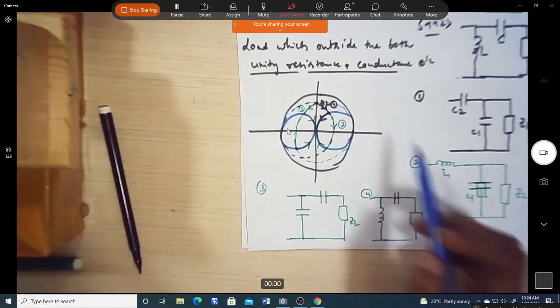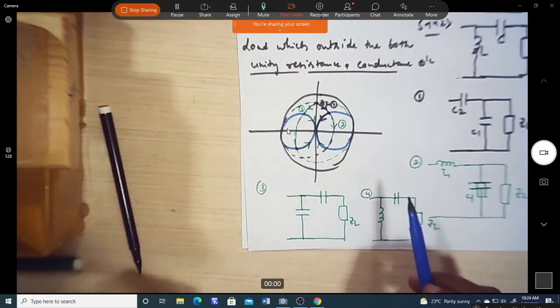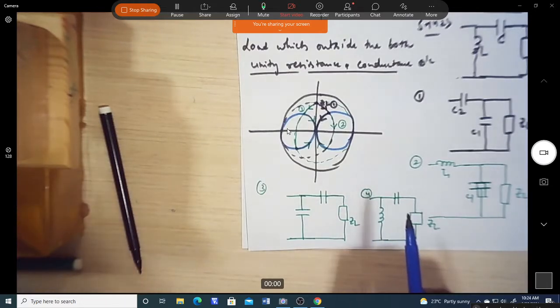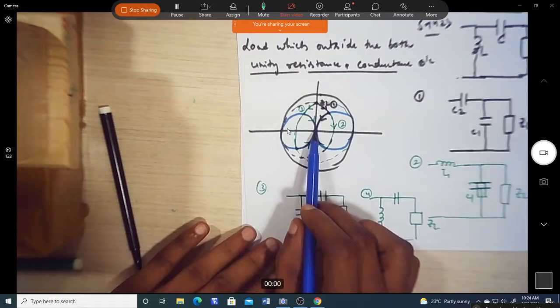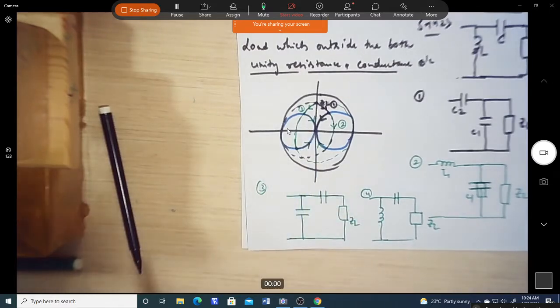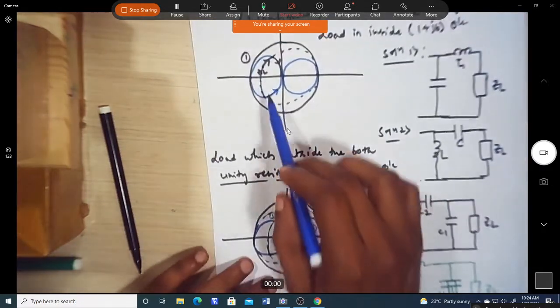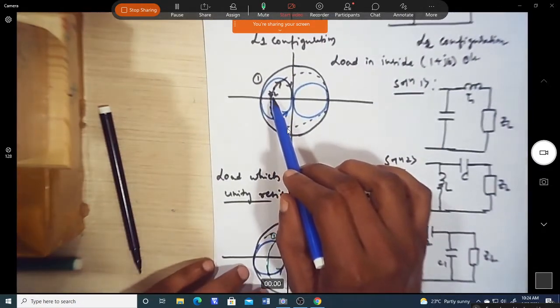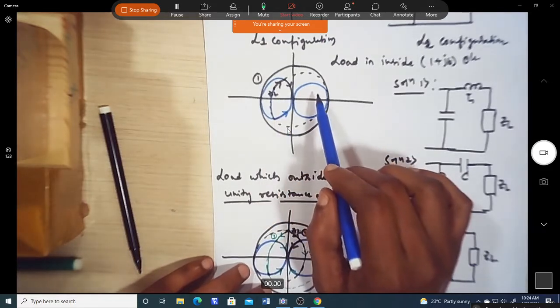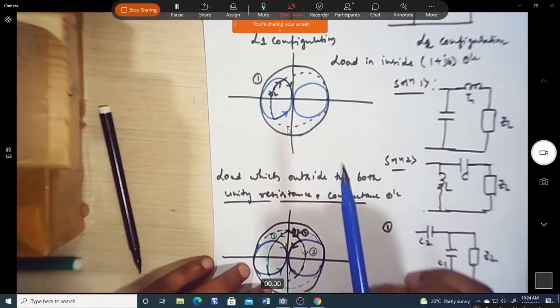So these are all the solutions for lumped element matching, where we can arrive at the center of the Smith chart to get the matching network, wherever the load is. Now we can see that in the first and second cases, where the load is located inside the unity conductance circle or unity resistance circle, we have only 2 solutions.